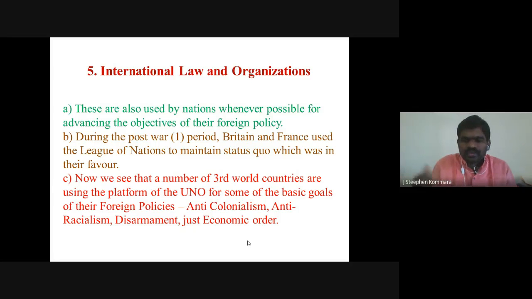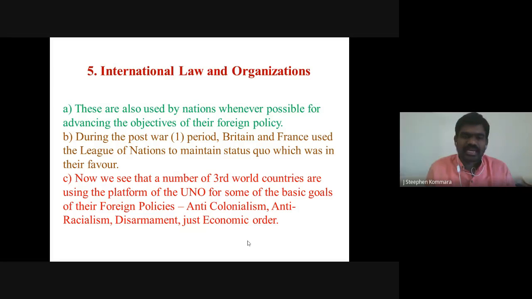So the UNO's policy or third world countries' foreign policy is anti-colonialism. Under no circumstances should any dominant country occupy another region or another country. If they have occupied it, they should immediately withdraw their colony, immediately withdraw their power. So that is anti-colonialism. So many countries got freedom after the Second World War, 1945.